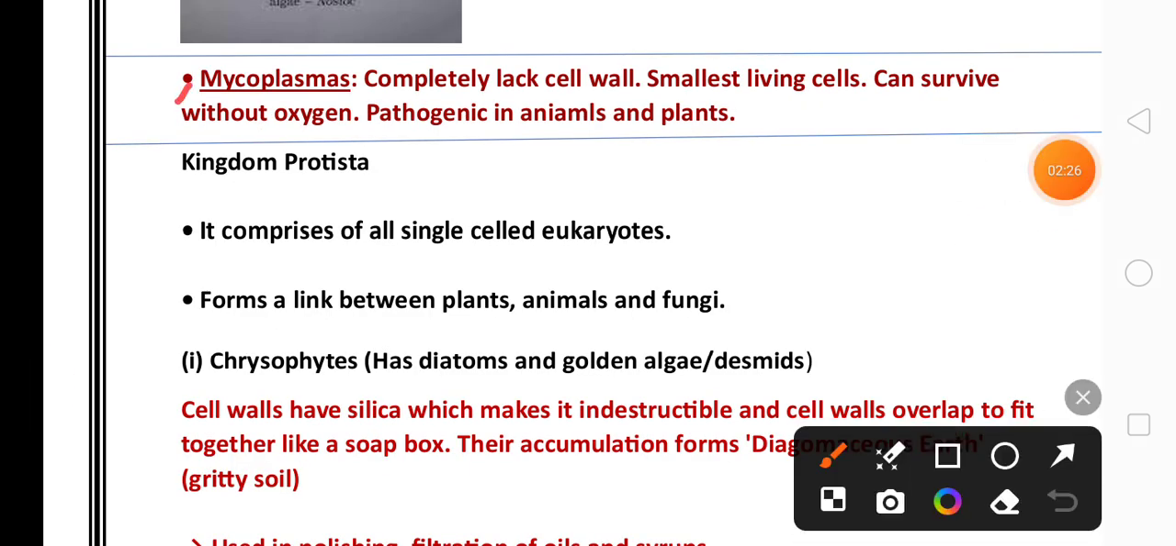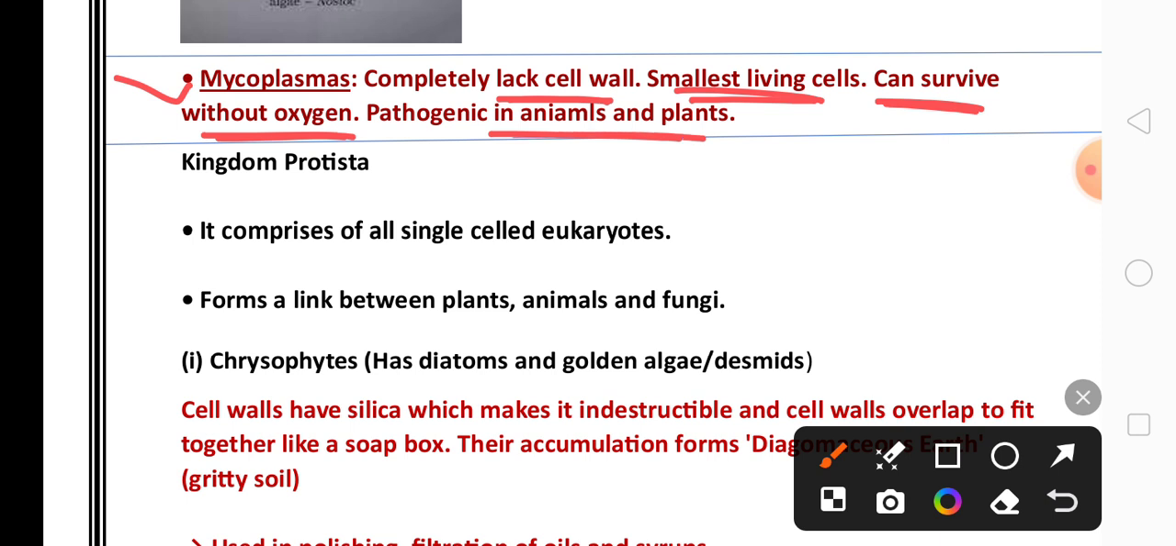Mycoplasma definition is very important for 1 mark. Mycoplasma are organisms that completely lack the cell wall. They are the smallest living cells and they have the capacity to survive even without oxygen. And they cause diseases in animals and plants.